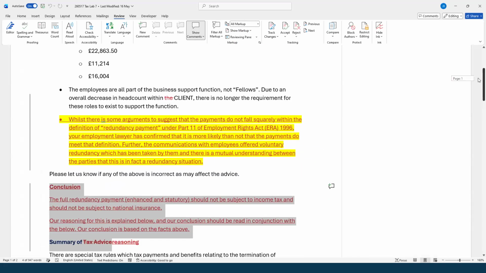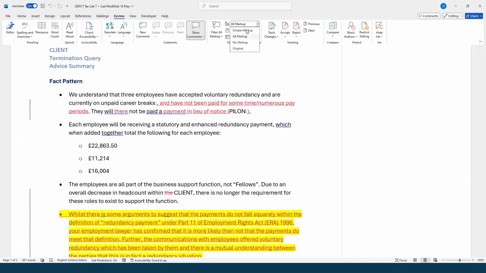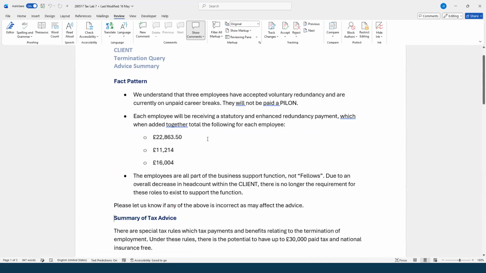So an extra point was added in here, and I'll explain why in the review stage. So let's start going through this bit by bit. To start off, we've got the fact pattern, which says we understand that three employees have accepted voluntary redundancy and are currently on unpaid career breaks. They will not be paid a payment in lieu of notice.